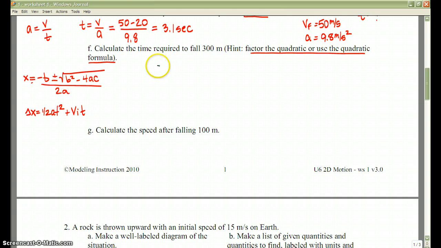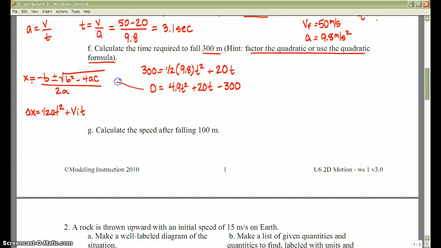For our delta x, the problem gives us that this is 300. So we're going to say 300 is equal to 1/2 times our gravity, that's our acceleration, times t squared. Our time we don't know, that's what we're trying to solve for. We do know that this thing had an initial velocity of 20, times t. If we put this into the quadratic formula, this 300 we would move over to the other side. So we're going to get 4.9 t squared plus 20t minus 300. Again, this is the part where I'm going to plug it into the calculator, but if you do need to, you can always use this equation to help you solve for it.